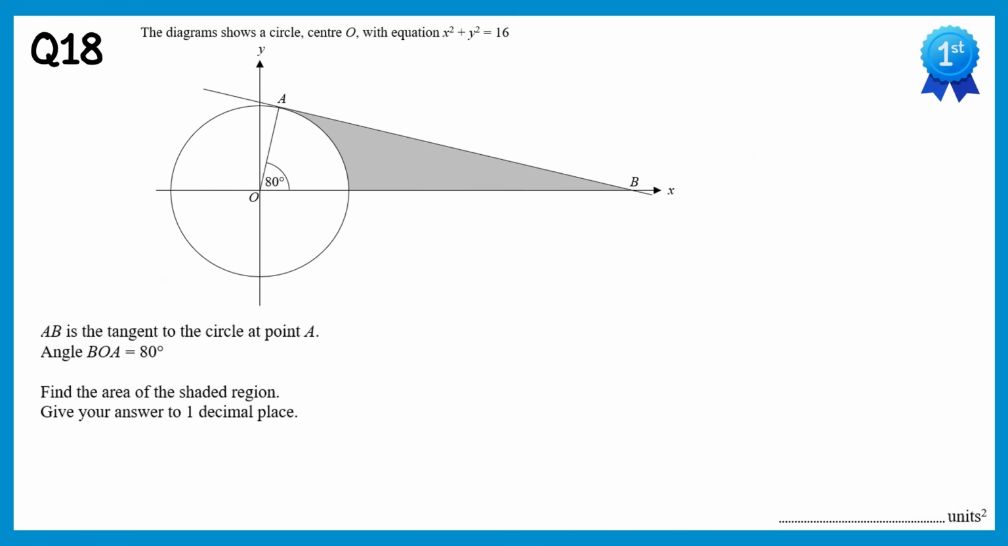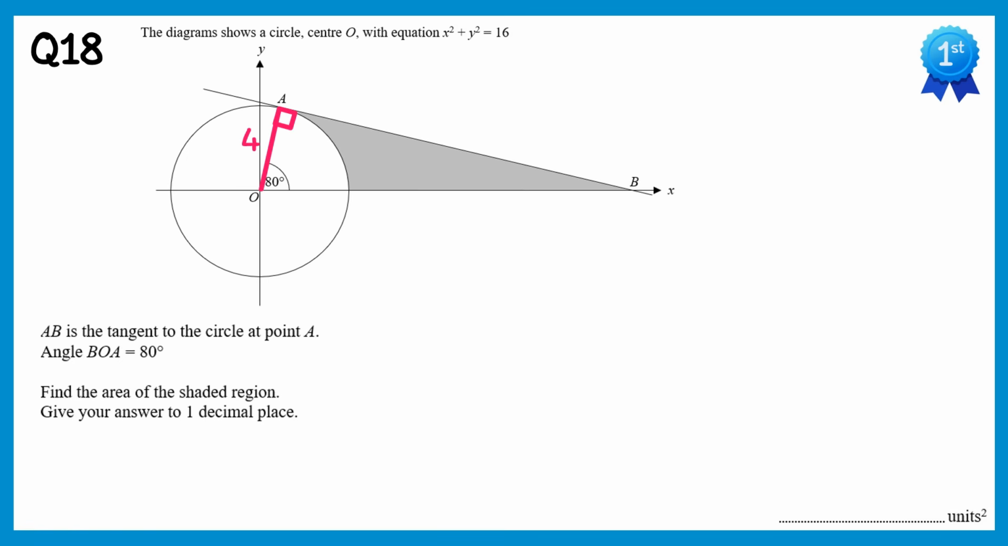We're going to start this question by looking at the equation we're given for the circle, x squared plus y squared equals 16. You should already know the equation of a circle is x squared plus y squared equals r squared. So r squared equals 16, in which case the radius of this circle is 4. So we can add on the radius, which goes from O to A, which is 4. You should also know that when a radius meets a tangent, it makes a 90-degree angle, so we can add this to the diagram as well.